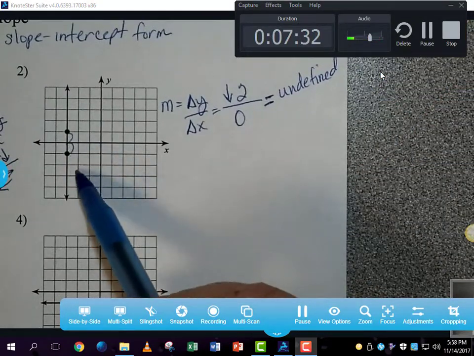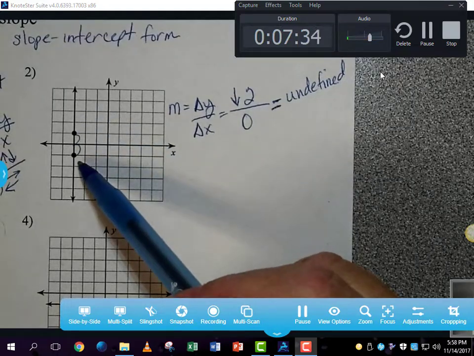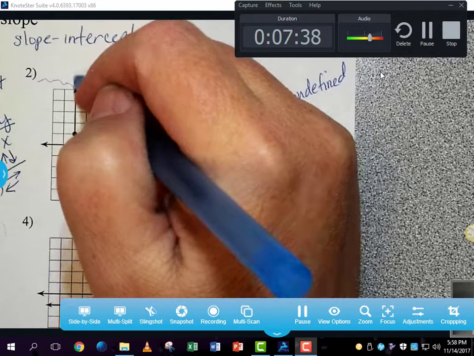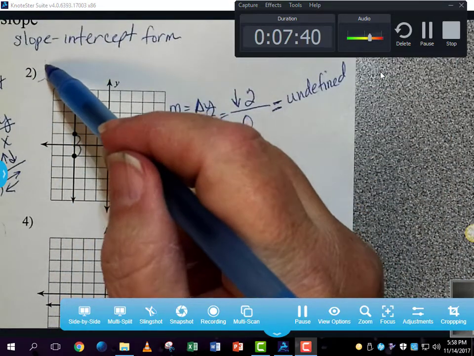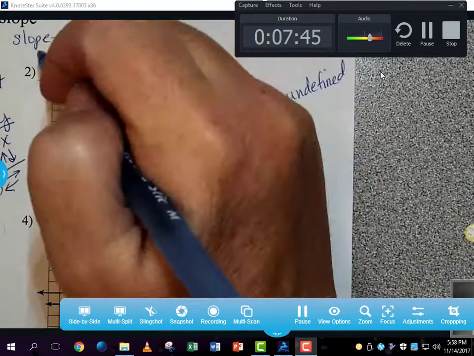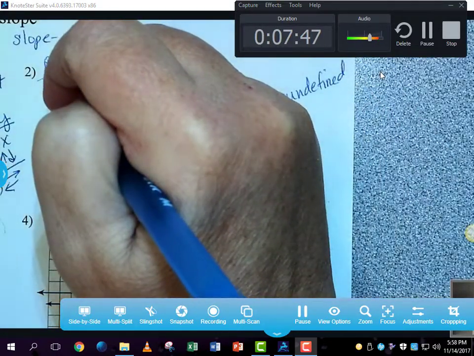So this slope is undefined. Is there a slope? Imagine if you're skiing, right? So you're on this hill, right? And you're skiing. Yay, having fun!